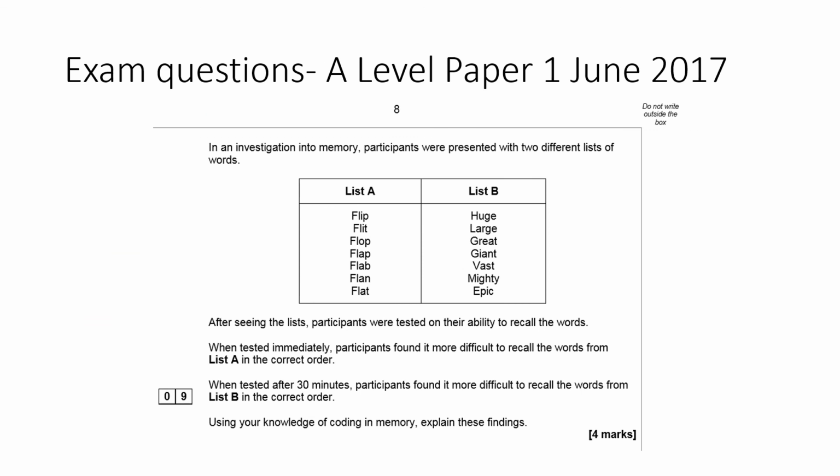Okay, so exam questions. This is from an A-level paper 1 from June 2017. In an investigation into memory, participants were presented with two different lists of words. So you've got your list A, your list B there. After seeing the lists, participants were tested on their ability to recall the words. When tested immediately, participants found it more difficult to recall the words from list A in the correct order. If you look at them, they're all acoustically similar, so they would find that more difficult. When tested after 30 minutes, participants found it more difficult to recall the words from list B in the correct order. You see that they're all semantically similar, so that would be more difficult in terms of long-term memory. So here we have, using your knowledge of coding and memory, explain these findings. Write around the side if you find that helps with this.